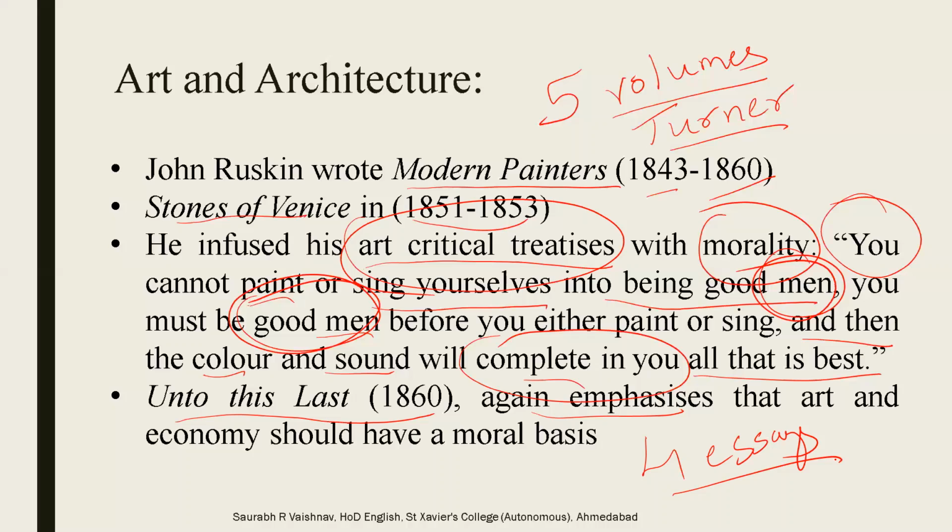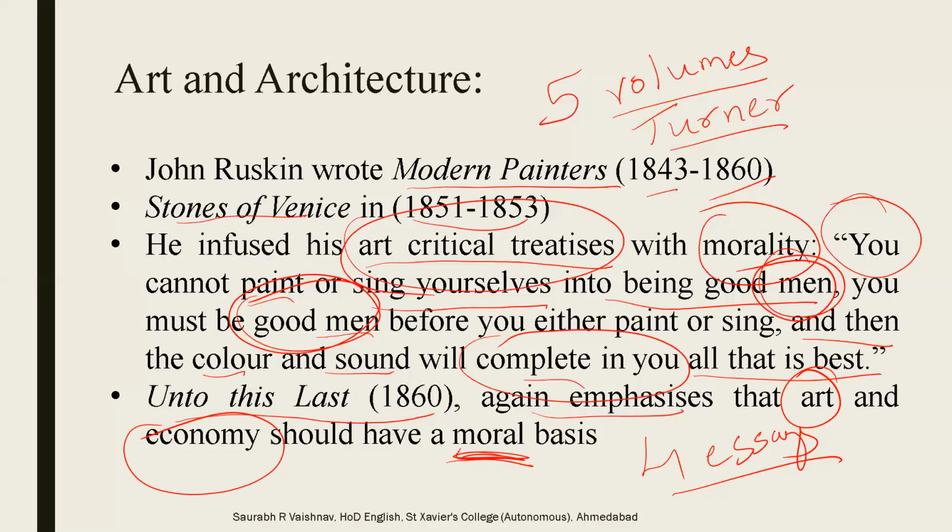After they were published in 1860, there was a huge revolt against the ideas that John Ruskin mentioned in these essays, which is why only 4 of his essays were published. And in this work, he emphasizes that art and economy should have a moral basis. That is how much importance he levies on art and economy.